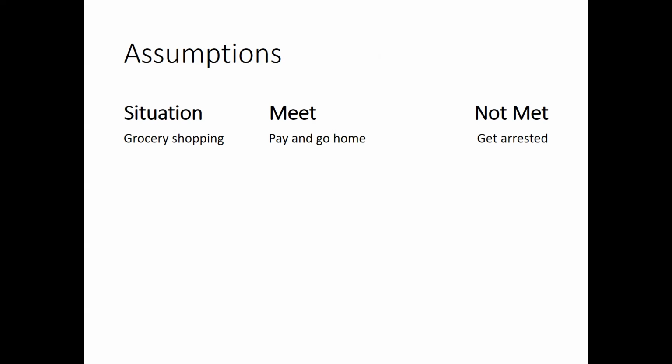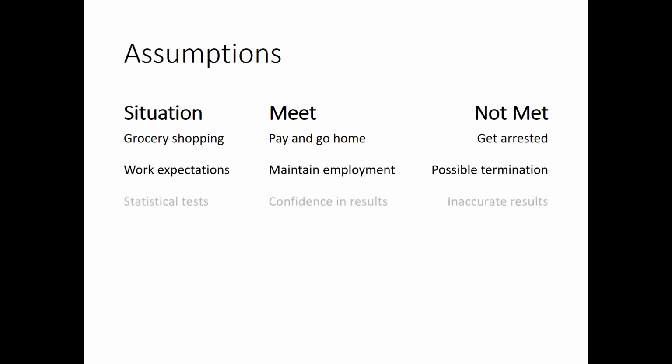But we also make many assumptions that we're going to get up, start our vehicles and drive to work or school or anything like that. We make a lot of assumptions, and we always kind of mentally cross our fingers that we're going to meet those assumptions, right? For work, our assumption is that we're going to maintain our employment. But if we make bad decisions or aren't productive, then we don't meet the assumptions expected of us, and we might see possible termination.